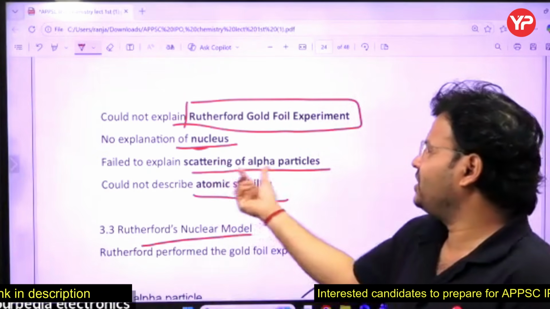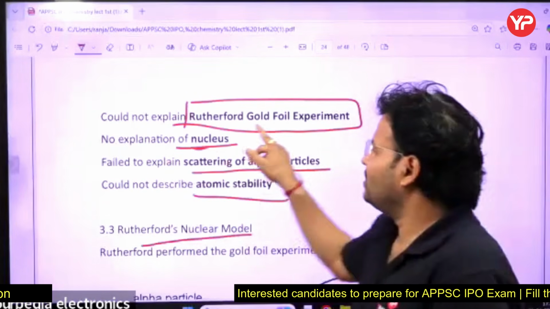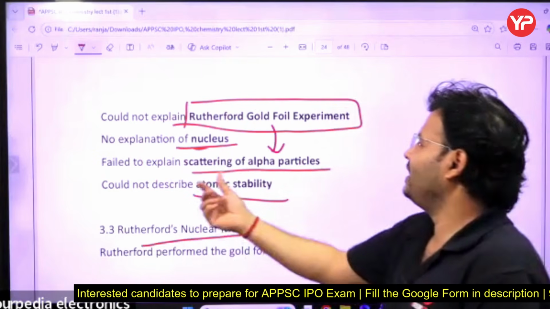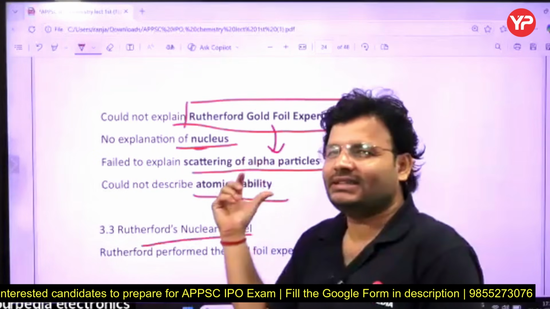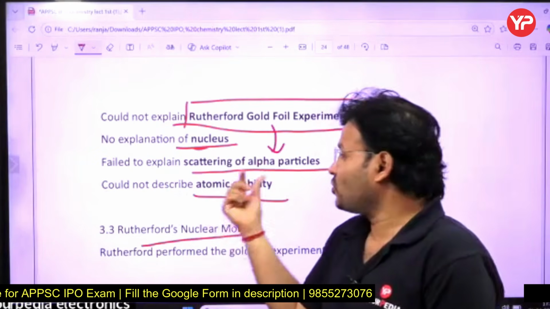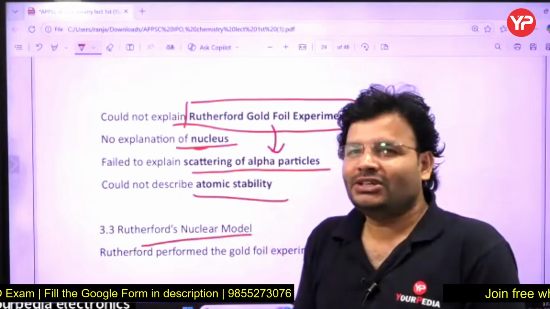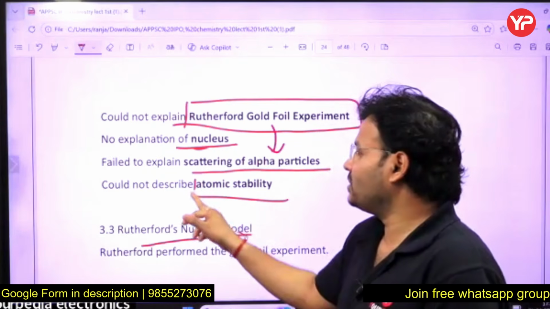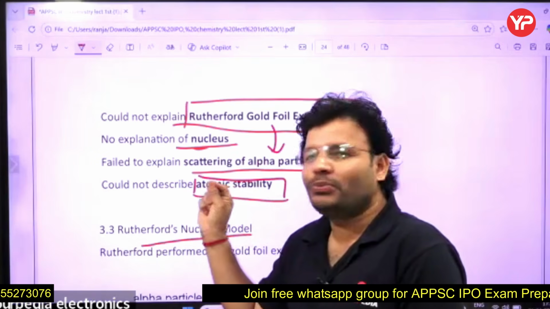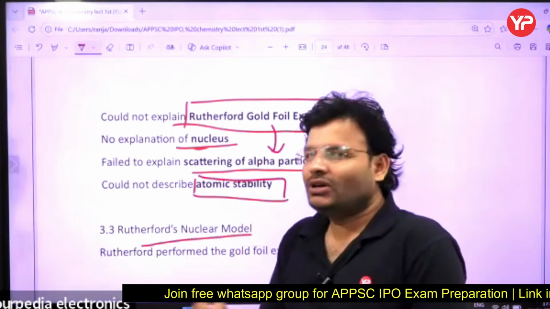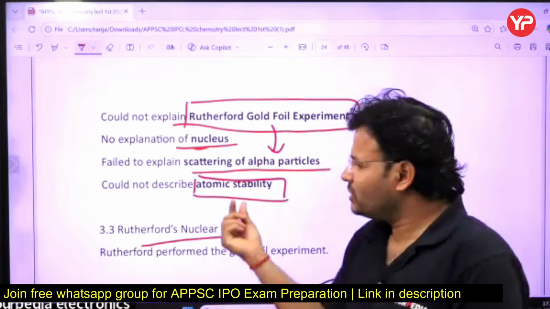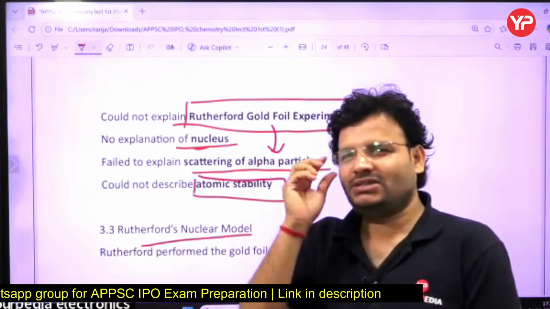The failure to explain the scattering of alpha particles is the extended part of that; both are the same thing. The Rutherford gold foil experiment actually centered on the alpha particle itself. Also, the model could not describe atomic stability, how atoms are stable. All these are the limitations. And my dear friends, whatever points are in bold here, try to remember them, because I have bolded only those points that have been asked in different exams.